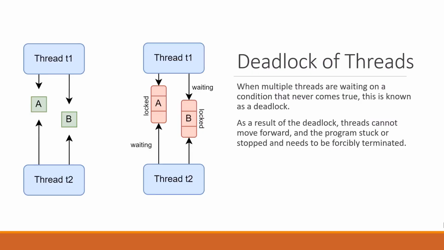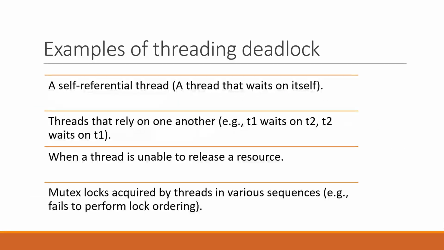As a result of a deadlock, threads cannot move forward and the program is stuck or stopped and needs to be forcefully terminated. Deadlocks are an unexpected side effect or defect in our concurrent programming. They are not created on purpose. Still, we can run into a deadlock situation in a variety of ways. Here are some common typical examples related to threading deadlock.